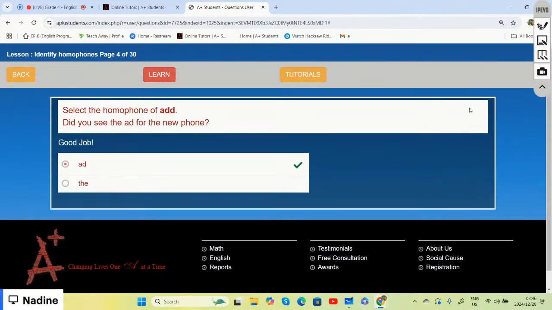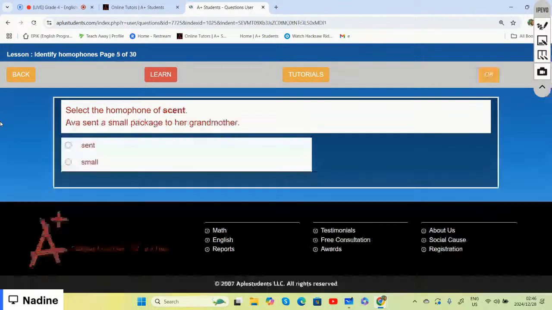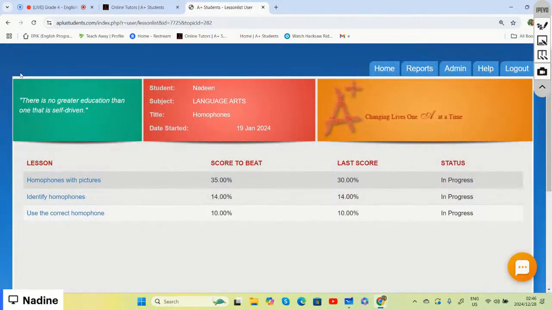Well done. All right, so this is the end of our lesson on homophones. You see, homophones are words that sound the same, but the meaning as well as the spelling of the words are different.